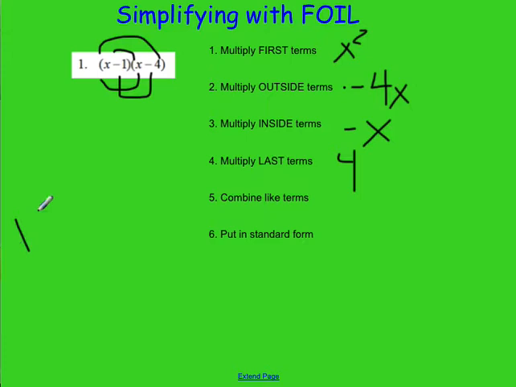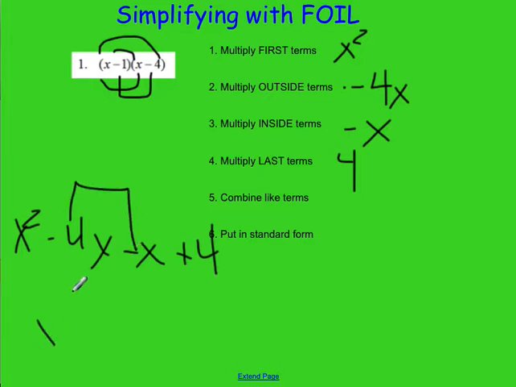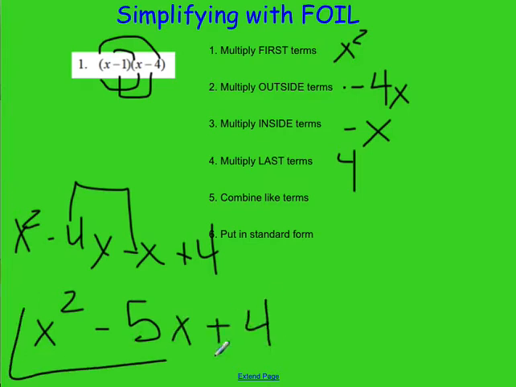So now I'm going to write out all of those terms. Okay, step number 5 is to combine like terms. So I need to combine my like terms. Now when I add negative 4x with the negative 1x, that's going to get more negative to give me negative 5x. So I have x squared minus 5x plus 4 for that one.